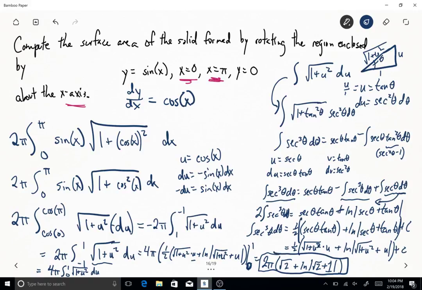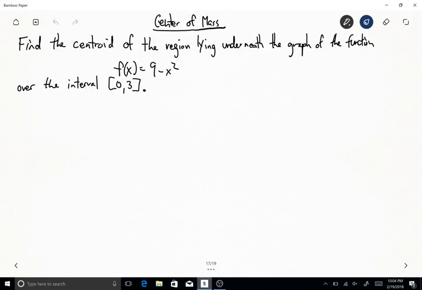Notice we're using those integration techniques over and over again on a lot of these. They can pop up especially on those involving surface area. So secant cubed is one to write down. I strongly suggest just knowing that integral. It pops up so many times.